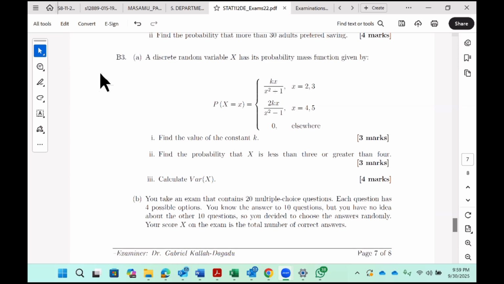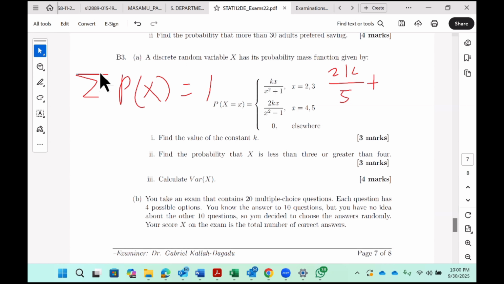So here we should know that the summation of probability of X should be equal to 1 for all values of X. Now when you put X equals 2, what will you get? You have 2K over 5. Then plus, when X equals 3, I have 3K over 3 squared is 9 plus 1, 10.